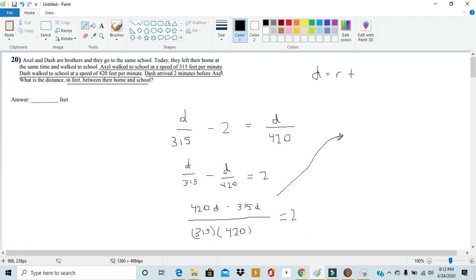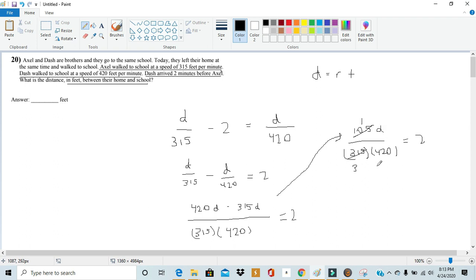The next step would be to simplify the numerator. So 420 minus 315 would give us 105d over 315 times 420. Now, these are really big numbers, so we should try to avoid as much computation as we can because that would just make the problem a lot harder for us. So computing 315 times 420 is a hideous computation. But we can see that 105 is a factor of 315. So we can cancel out 105 from the numerator and cancel out 315 from the denominator and instead express it as 1 over 3 because 105 times 3 would give us 315.